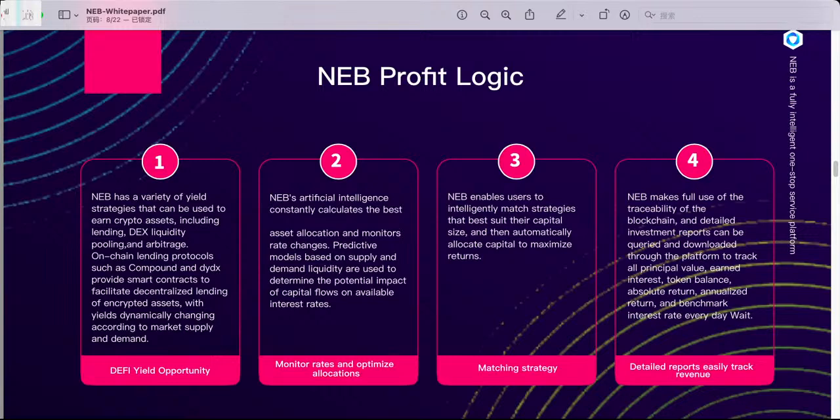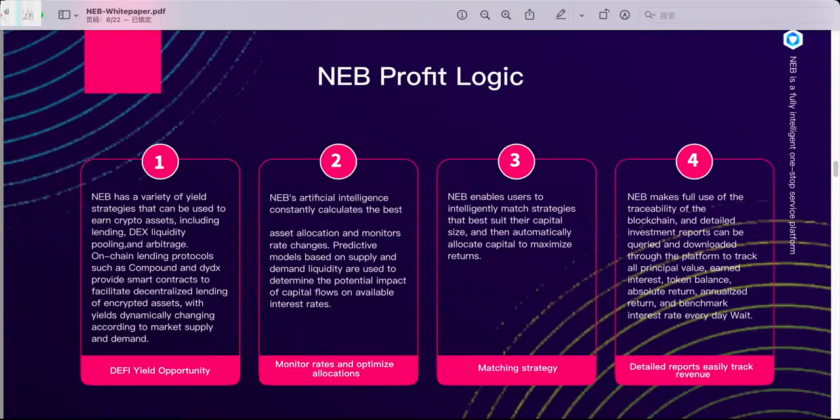And also for the third one, the DeFi NEB can match investor strategy, because you guys maybe provide a big amount of crypto assets into the staking pool, and the DeFi NEB can, according to your size, do the investment and allocate the capital and maximize the returns.